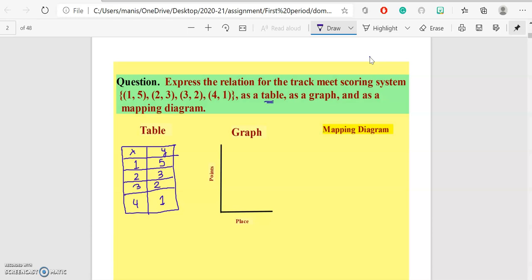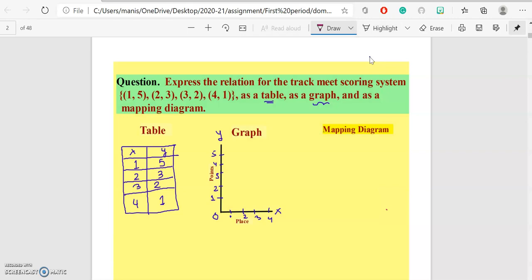Now we have to represent this relation as a graph. So on the graph over here, this is my x-axis, this is my y-axis. My numbers on the x-axis are 1, 2, 3, 4. Please keep in mind these numbers are not evenly spaced because I do not have a ruler right now, because of lack of technology. Now I'll write the numbers 1, 2, 3, 4 and 5 on the y-axis.